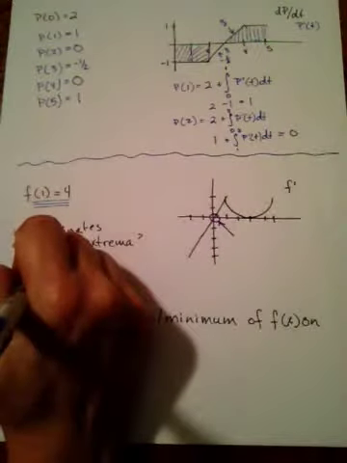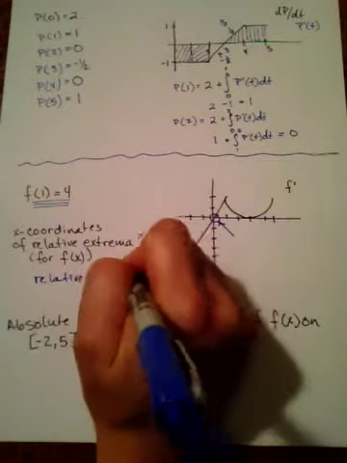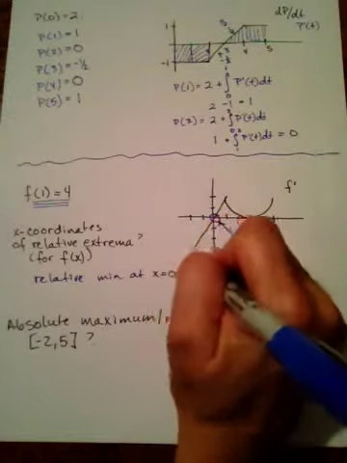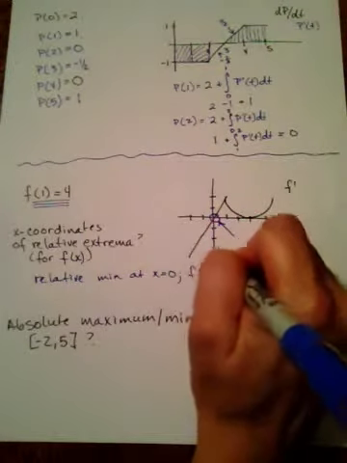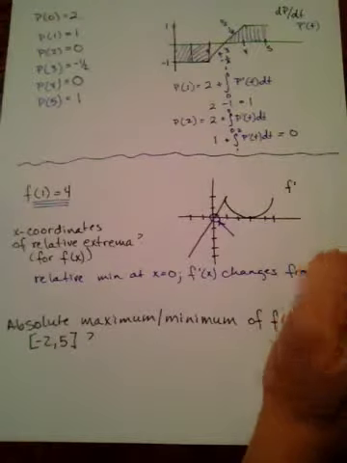So we know that there is a relative min at x equals 0. And if I was asked to justify it, I'd say f prime of x changes from negative to positive.